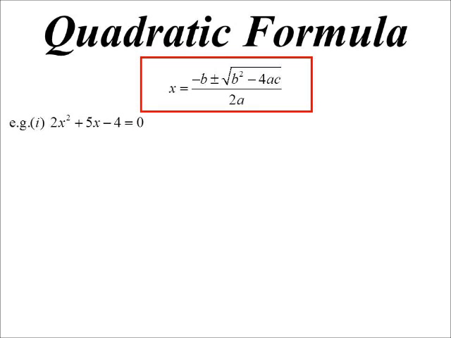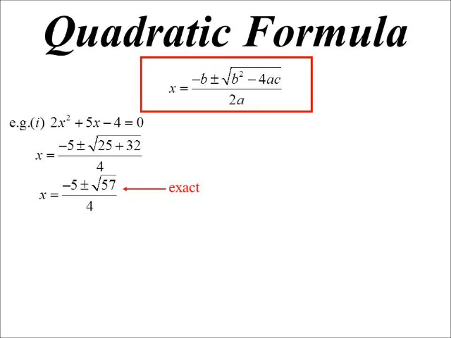Sub it in. Negative b plus or minus. And now you can see why it wasn't coming to you very neatly, because under the square root sign we've got the square root of 57, which of course we don't know. It's an irrational number. And so there's our answer. Okay? That is, of course, the exact answer.